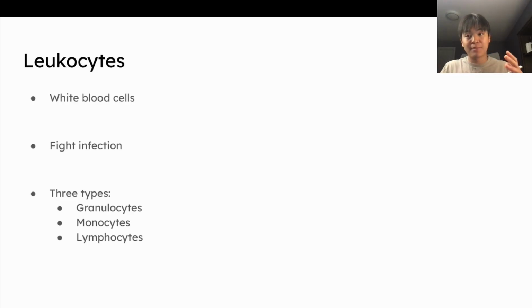And then we have three types of leukocytes. We have granulocytes, monocytes, and lymphocytes. What the heck are those? We're going to explain. All right? And these are the three types of leukocytes you need to know about. All right, let's start with granulocytes.